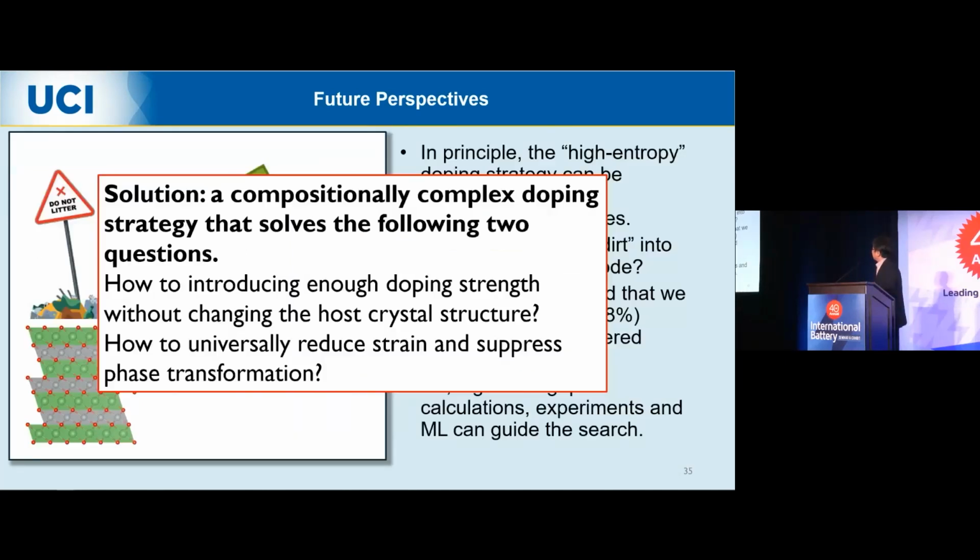So basically, in summary, we have a solution that is a compositionally complex doping strategy to solve the following 2 questions. The first is how to introduce enough dopant strengths without changing the host crystal structure, in our case, the layered structure. You don't want intermixing. And second, how to universally reduce strain and suppress phase transformation. You basically follow our recipe. It can actually work for any intercalation cathode, right?